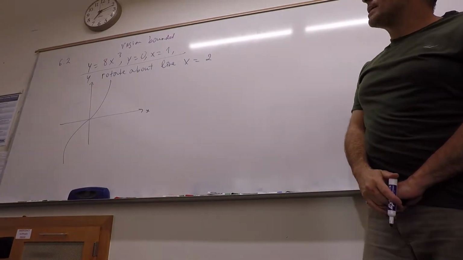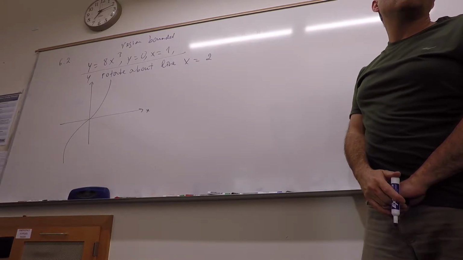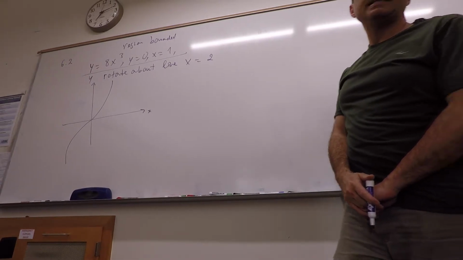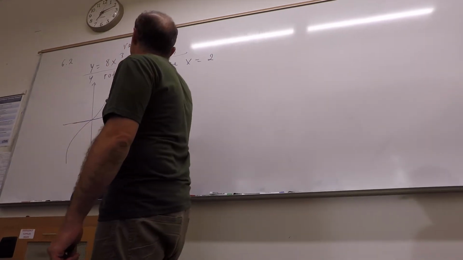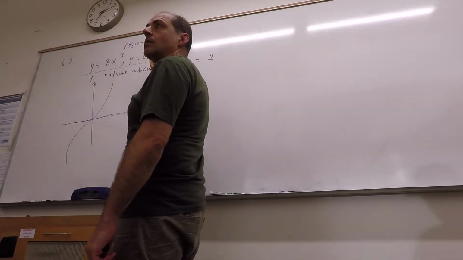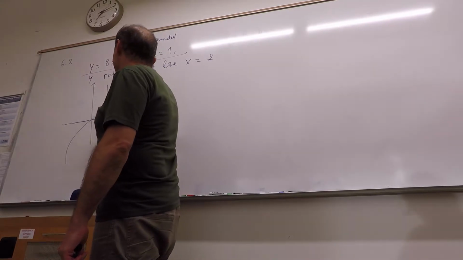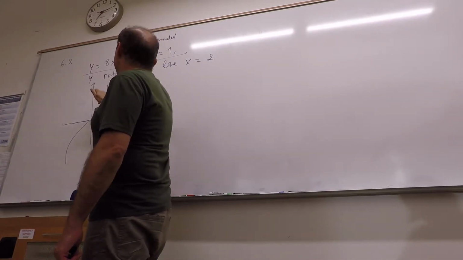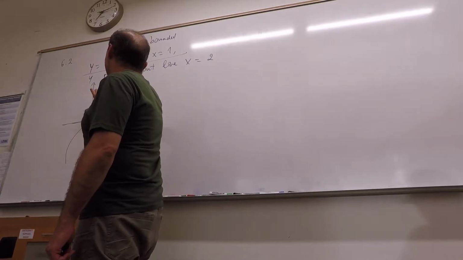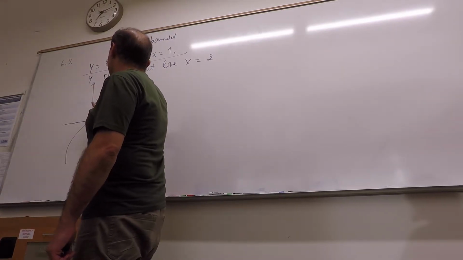And then we have y equals 0. What is y equals 0? The x-axis. And then we have what? X equals 1. Is that like x equals 1? X equals 1. And this is 8x cubed. So do you see that's the region?